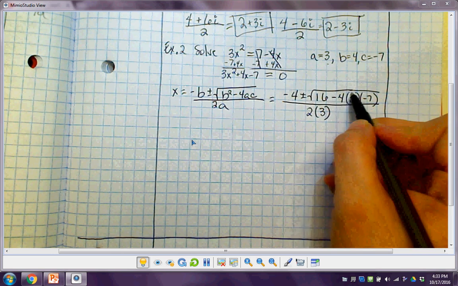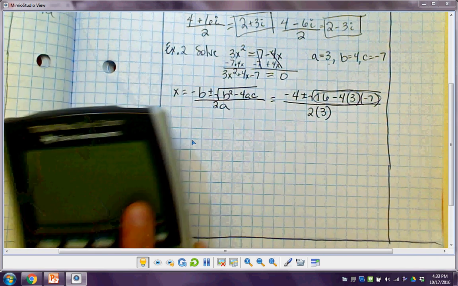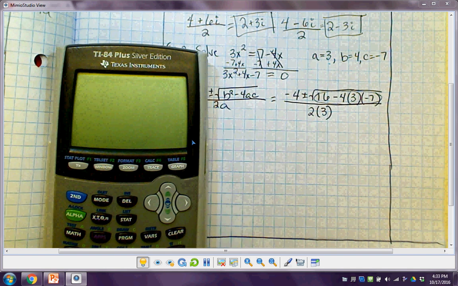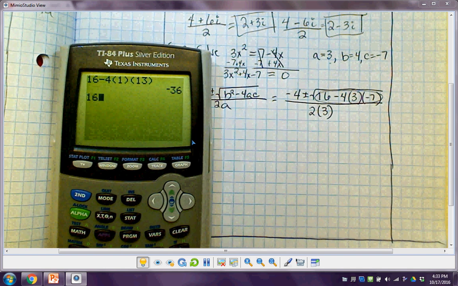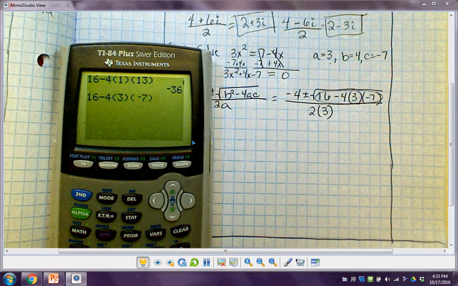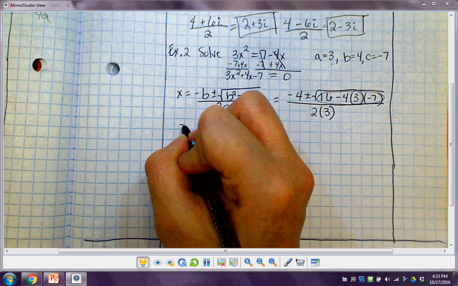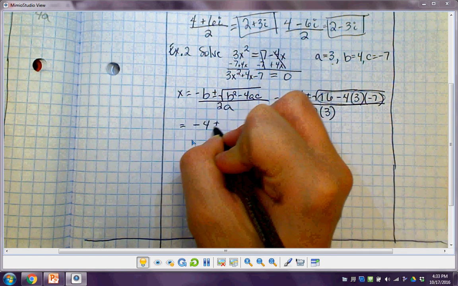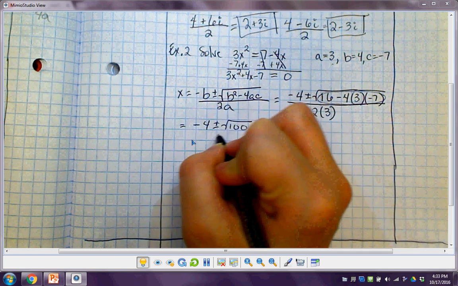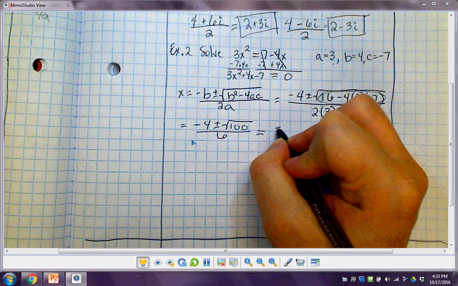I always start by just simplifying this by plugging it into my calculator. So 16 minus 4, parentheses 3, parentheses negative 7. I get 100. Negative 4 plus or minus the square root of 100 over 6. The square root of 100 is 10.